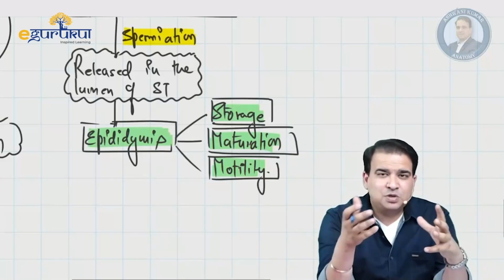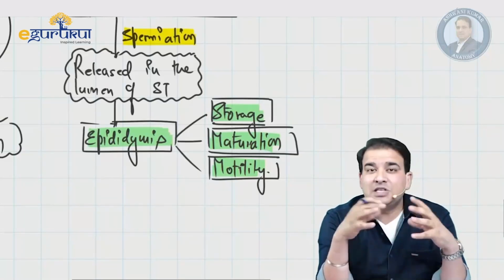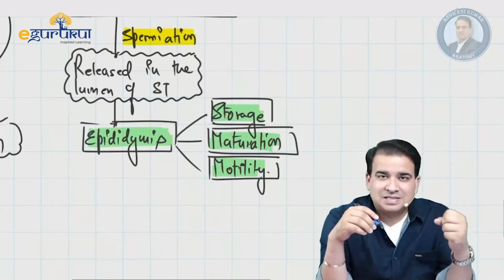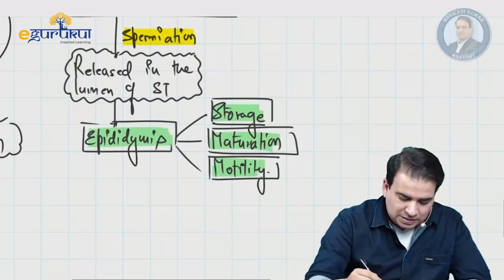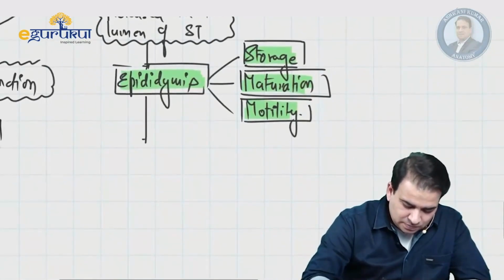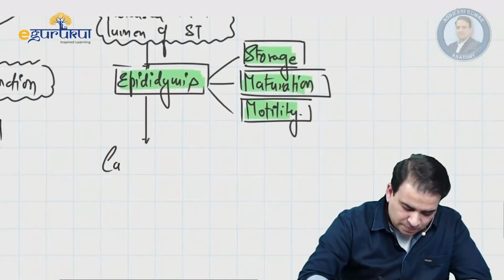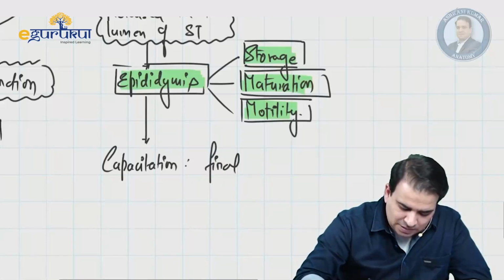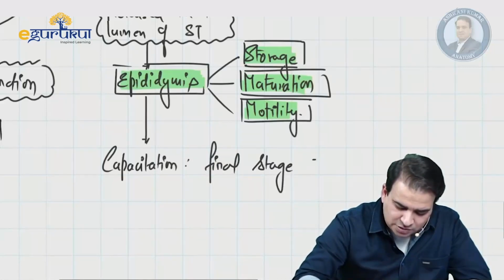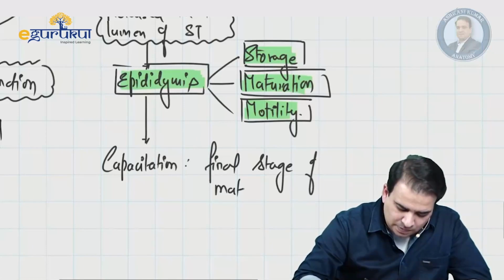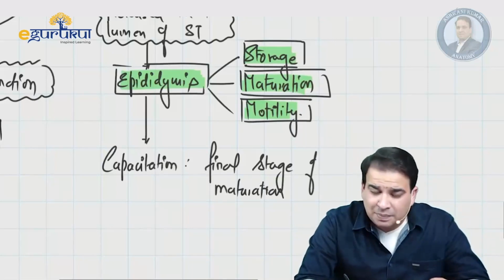The final stage of maturation, which is nothing but the conditioning of the sperm, is called as a capacitation. That is the capacitation. As I said, it is nothing but the final stage of maturation. Capacitation is the final stage of maturation. The question is, where does the capacitation take place?